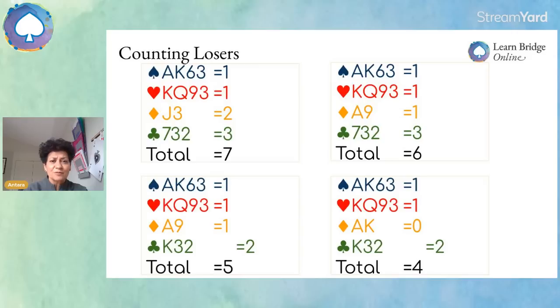Let's reduce the number of losers even further. Spades, same, one loser. Hearts, one loser. Diamonds, I've made it a little stronger. I've given us the ace king. It's only a doubleton, but I've got both the ace and king. So I've got 0 losers there. And then I continue to have 2 losers with my clubs, making it for a total of 4 losers.